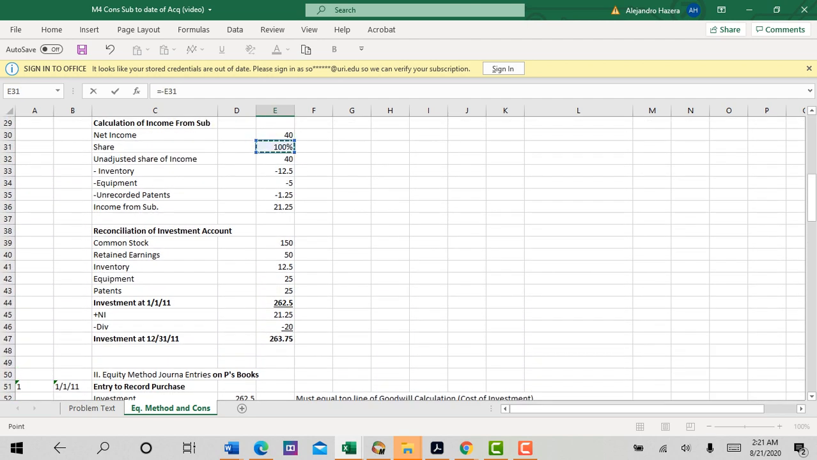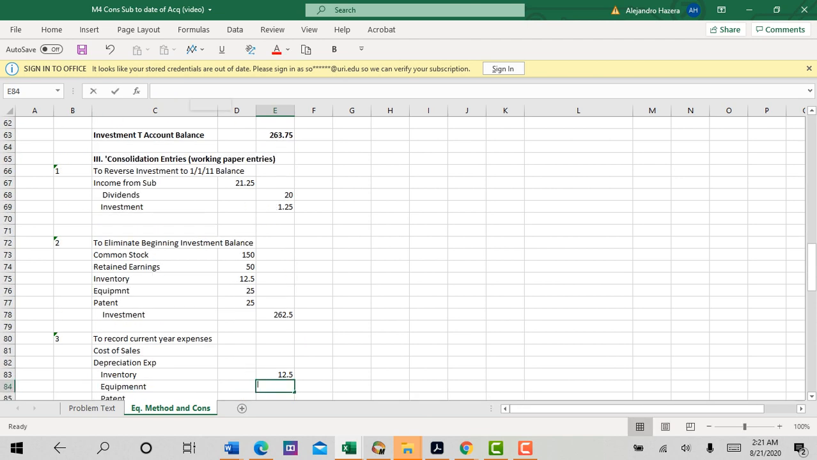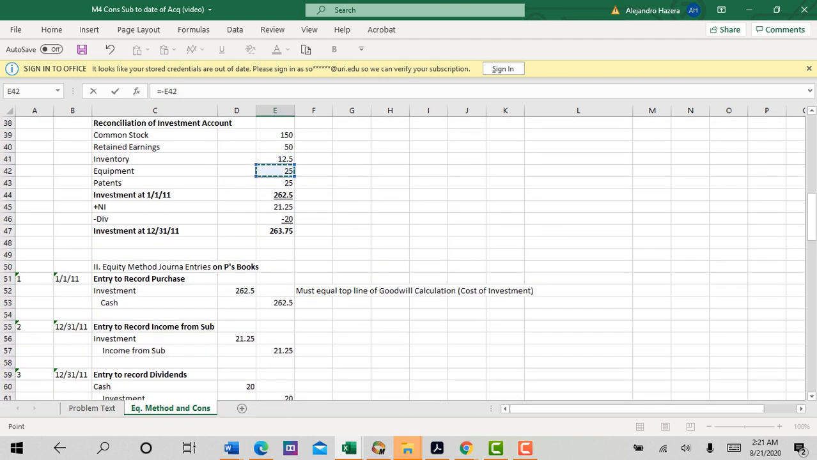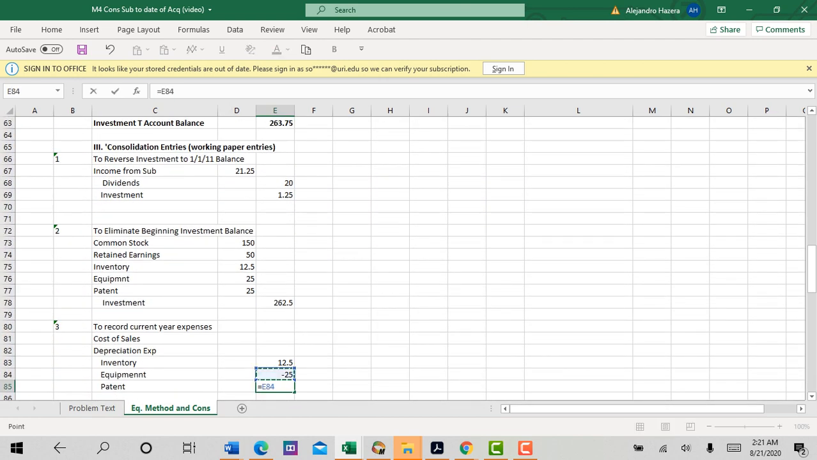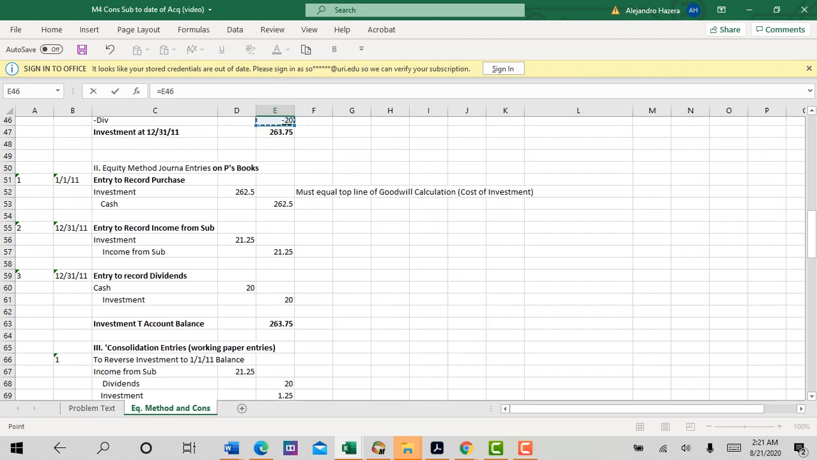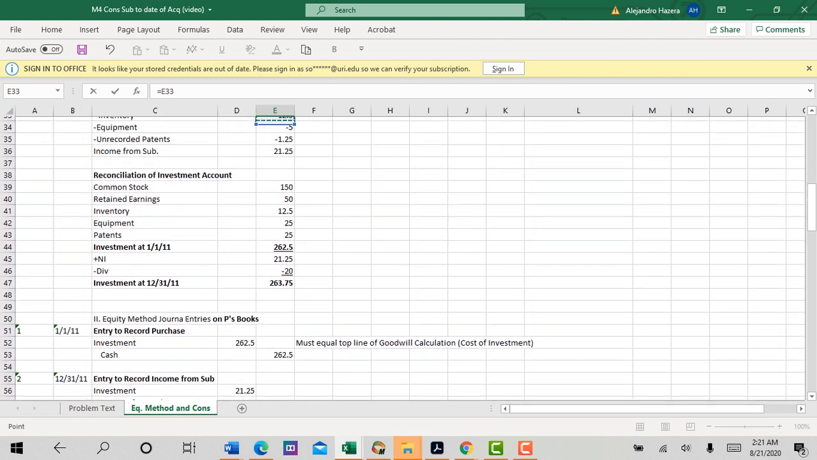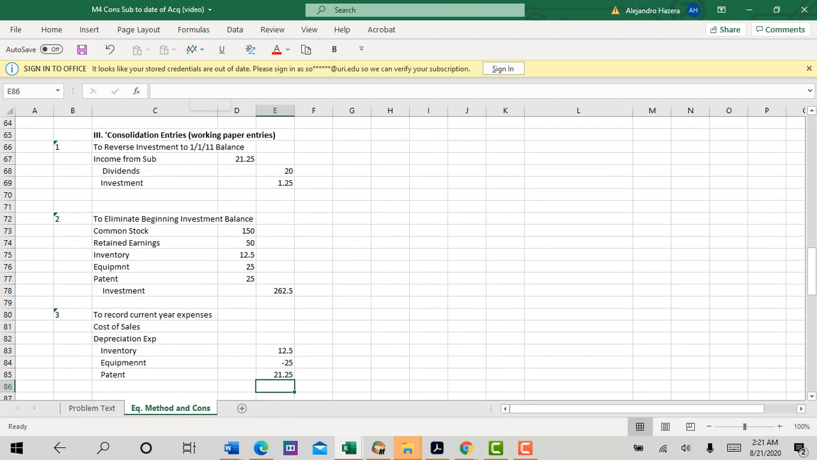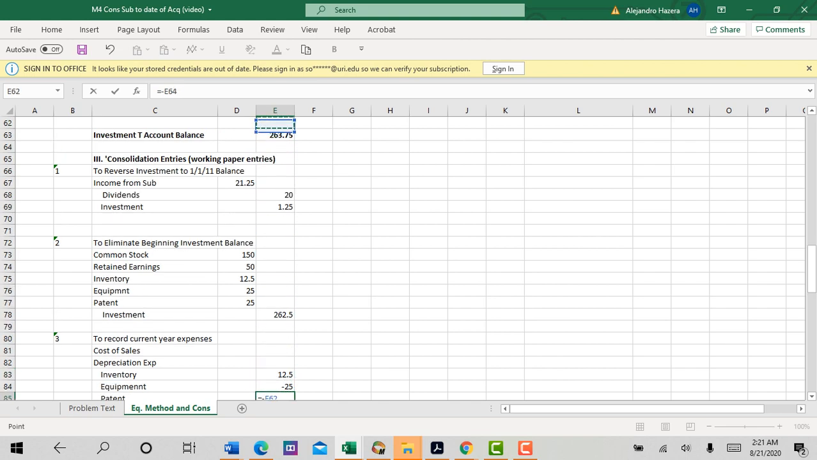Okay, so here we go. Inventory, we're going to credit for 12.5. Equipment, we're going to credit 25. And patent, we're going to credit by a small amount, 1.25. I've got to make that a negative. Make that a negative here.